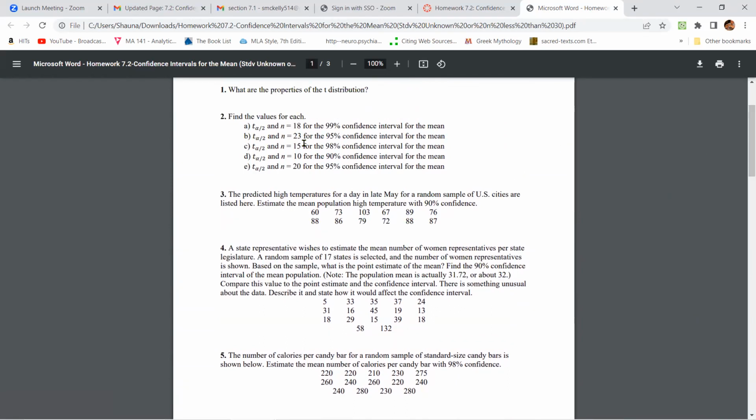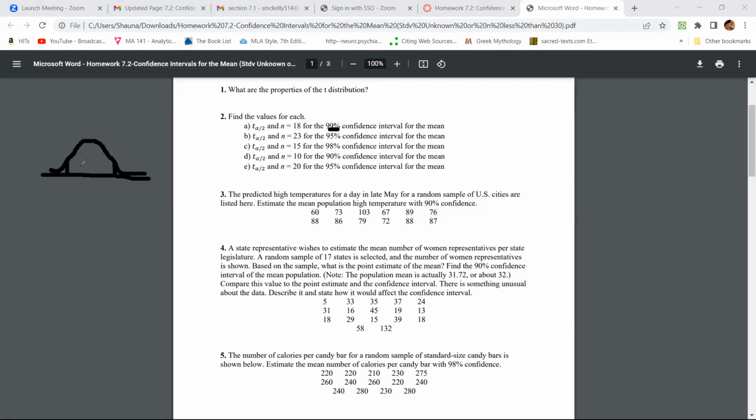Here, find the values for each z or t of alpha over 2 and n equal to 18 for the 95% confidence interval. Okay, so 99. What we're going to do here, I'm going to do a little drawing on the side, and this is the same procedure that you can use for the Z if you need to. There'll probably be at least one question, maybe not on the quiz, but on the exam about this. So you should know how to do this. If you're doing 99% for the T's, this same procedure applies for the Z's to a certain degree.